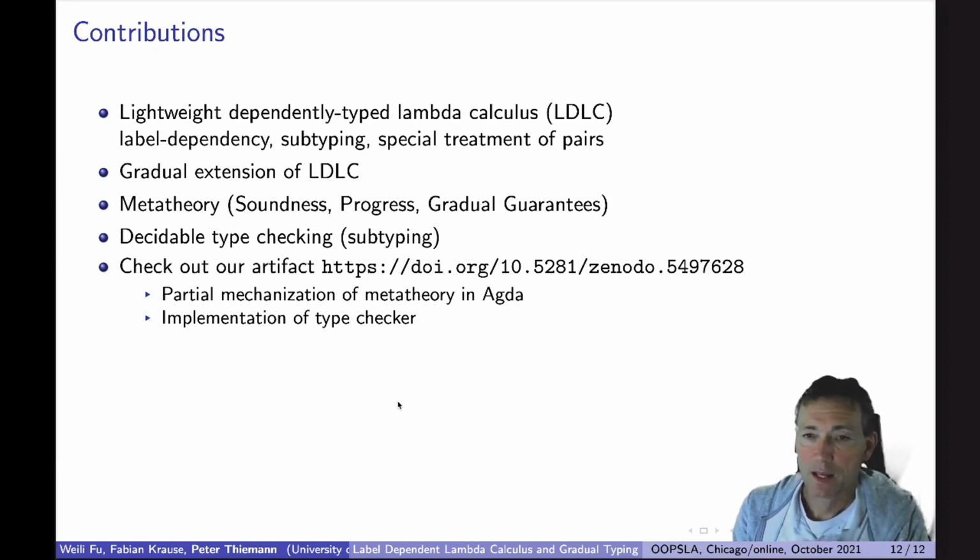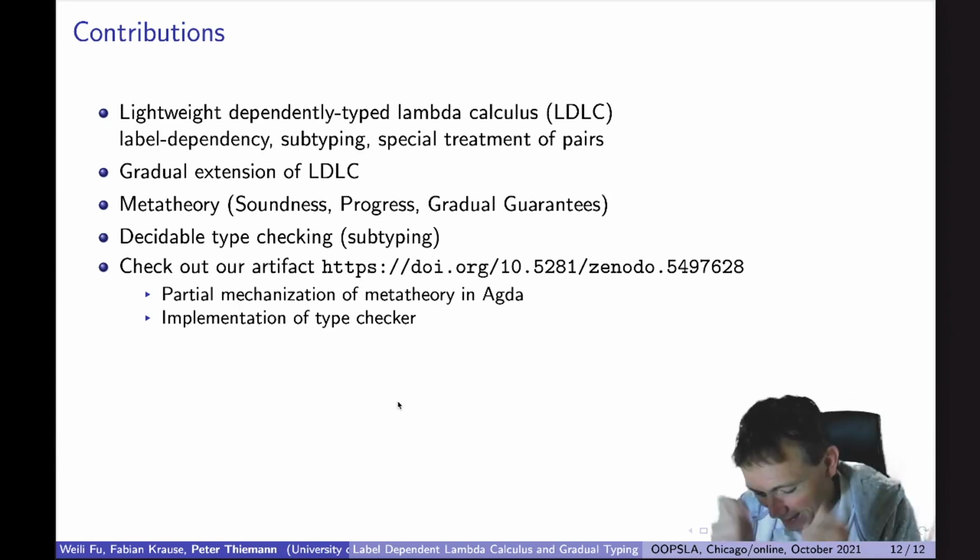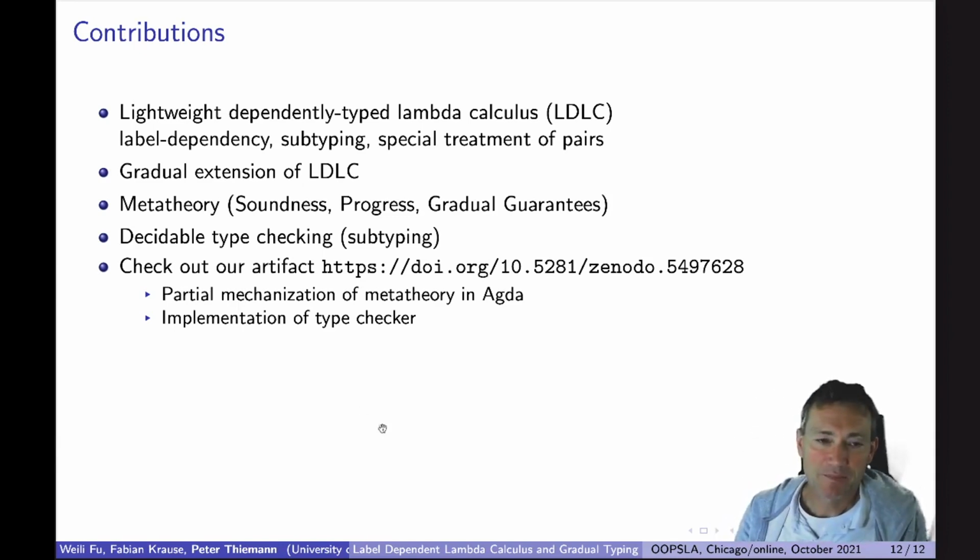I can only invite you to get further information by reading the paper, and in particular to check out our artifact, which is linked in the slides and also in the paper. So the artifact contains a partial mechanization of the meta theory, which is done in Agda, and an implementation of the type checker, where you can play with all the fun code that you've seen and cross swords with the type checker.